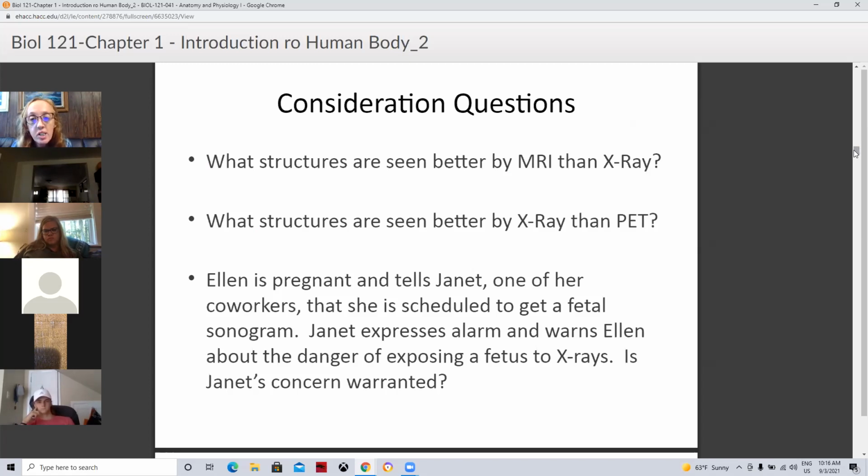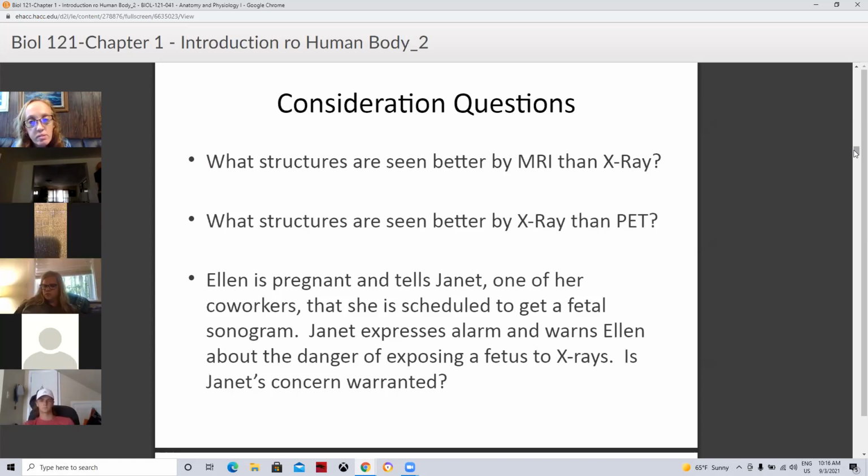What structures are better seen by an X-ray than by a PET scan? The dense tissue, I believe. Yeah, the structures that are better seen by an X-ray are those that actually absorb the X-rays. So structures that have significantly more metabolic activity are better seen with a PET scan. Not to say that bones are not metabolically active, because we'll talk about bones in a few weeks. They are more active than you realize when it comes to remodeling. They undergo it all the time.